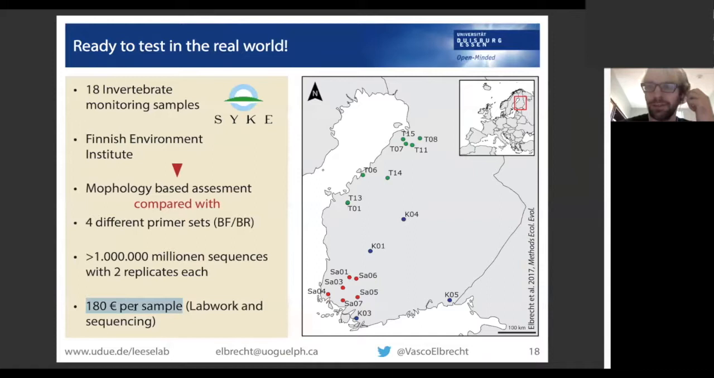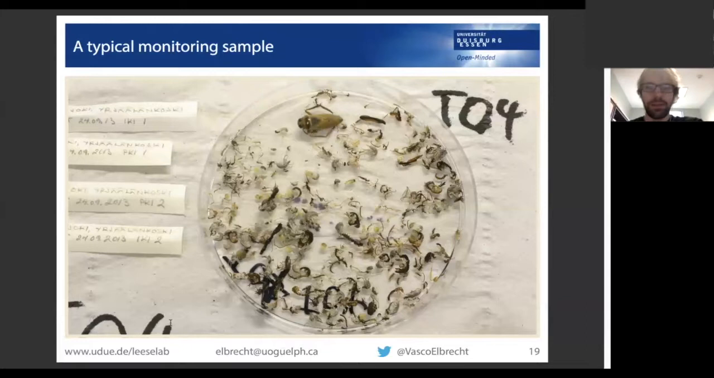If you have the lab facilities and the person doing it, you probably end up with around 500 euro per sample. So this is a good price, but it's not exactly competitive, at least to some monitoring offices which do the monitoring based on morphology. But anyway, we wanted to compare both methods with each other, with a real world sample.